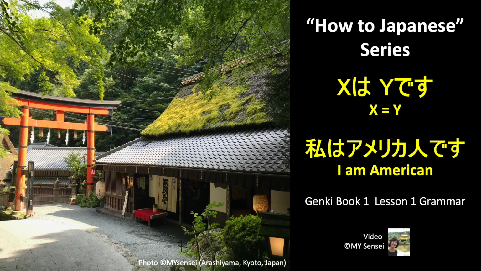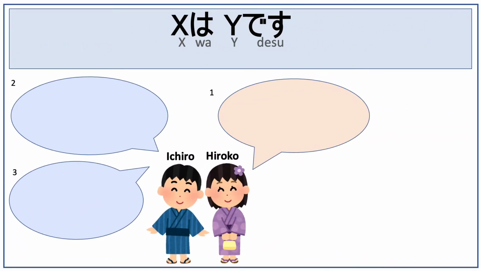In this video, you will learn how to use the X wa Y desu sentence pattern to describe one's nationality and many more topics. X wa Y desu is a very commonly used Japanese sentence pattern. It means, as for X, it is Y. Literally, you can loosely translate it as X equals Y.